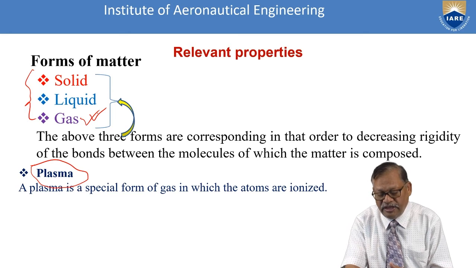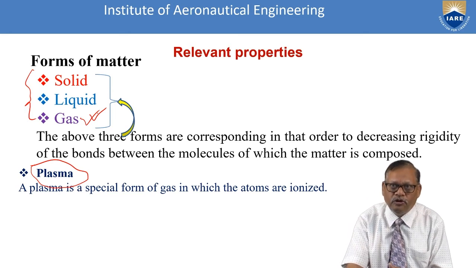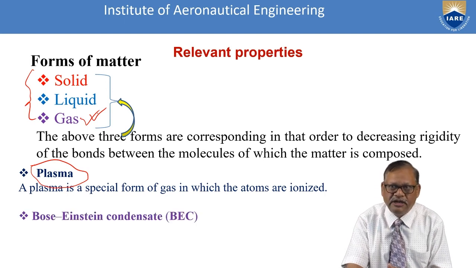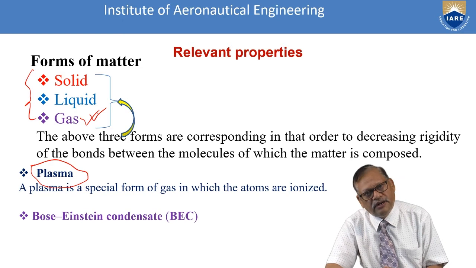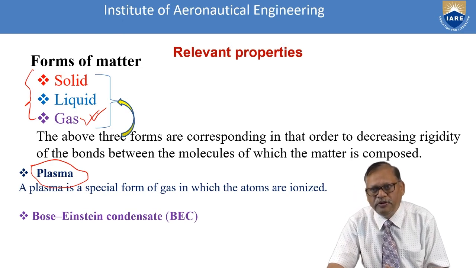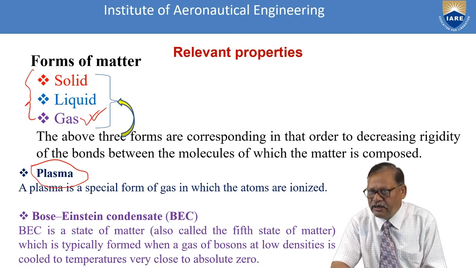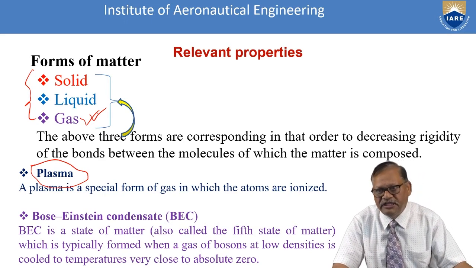Not only this, in the recent past we have got one more form of matter, called the Bose-Einstein condensate. What is this? Probably most of you know it. It is most popularly known as BEC. BEC is a state of matter, also called the fifth state of matter. Earlier we knew only three, and plasma is the fourth.